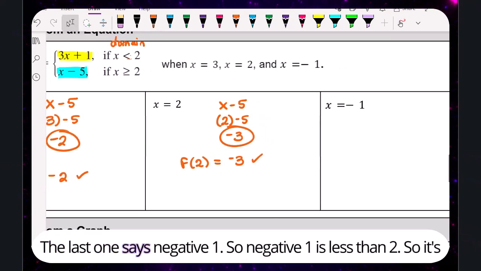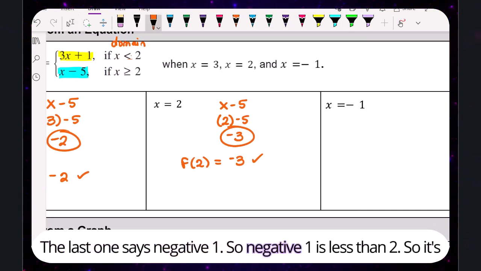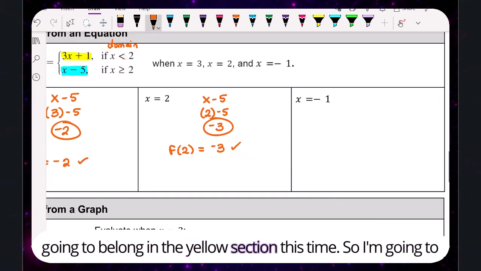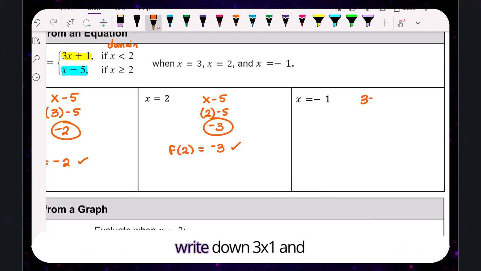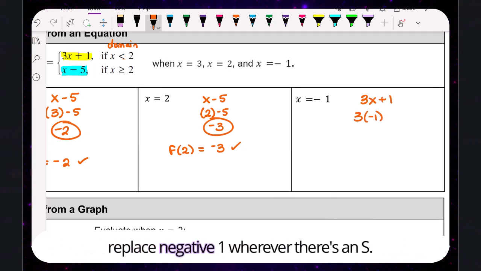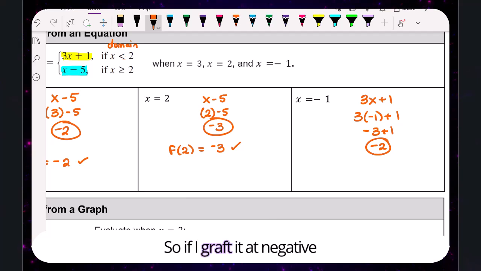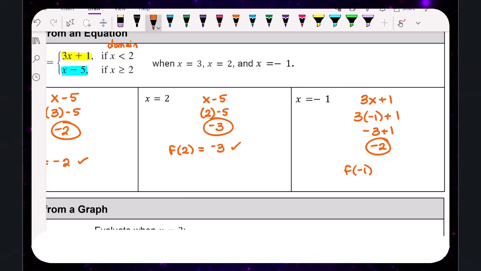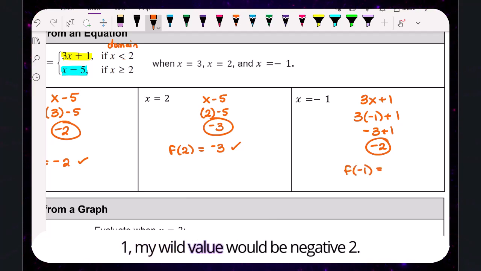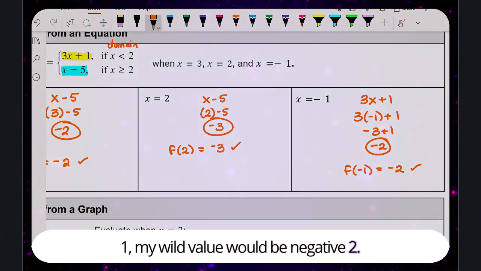The last one says -1. So -1 is less than 2, so it's going to belong in the yellow section this time. So I'm going to write down 3x plus 1 and replace -1 wherever there's an x. So if I graphed it, at -1, my y value would be -2.